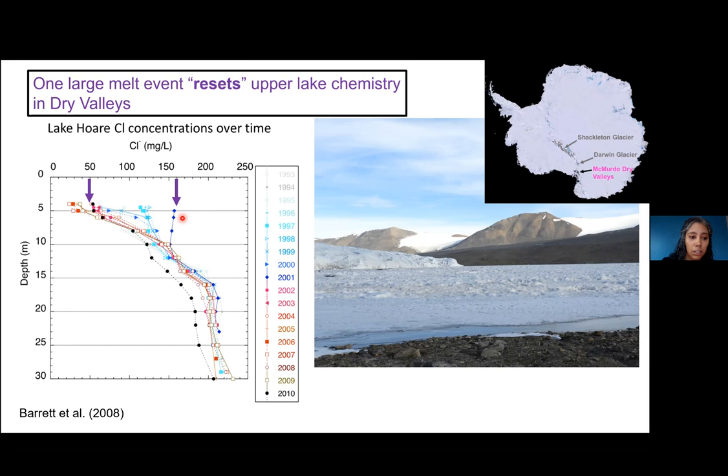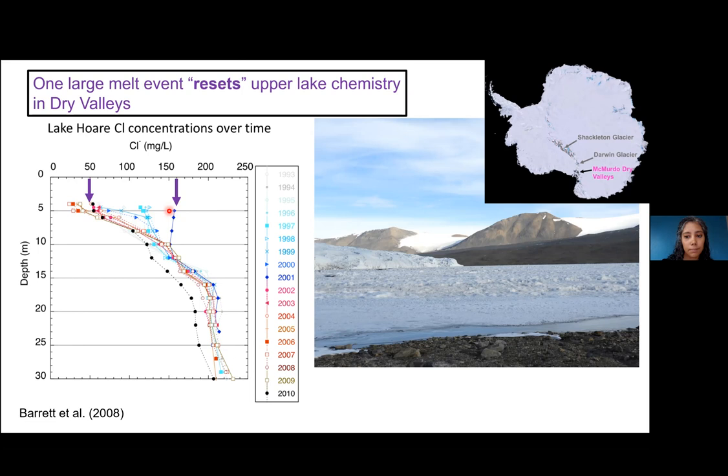So after that year, now we, in one season, actually just a few weeks of meltwater, we actually reset back over a decade of water chemistry in this upper layer just from that one melt event that lasted a few weeks. So again, even a relatively short duration warming events can have a drastic impact on chemistry in the dry valleys.